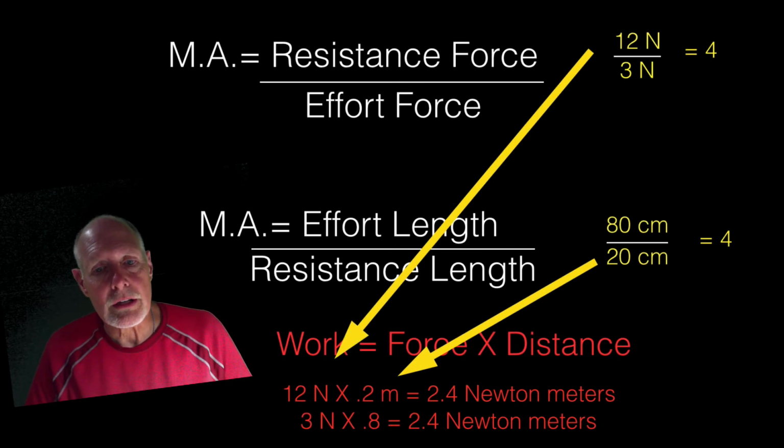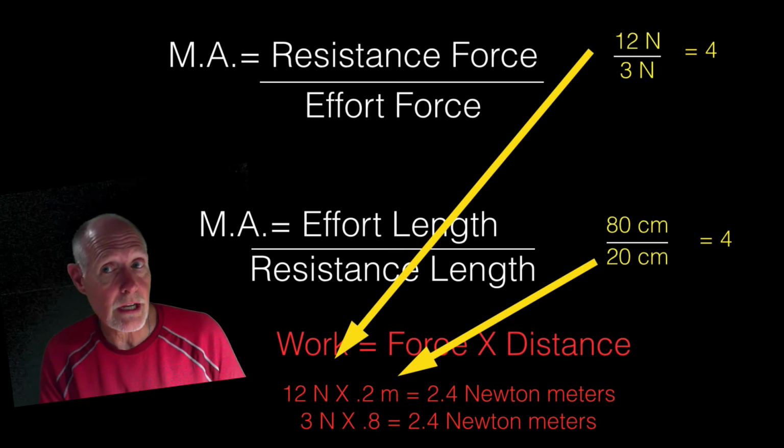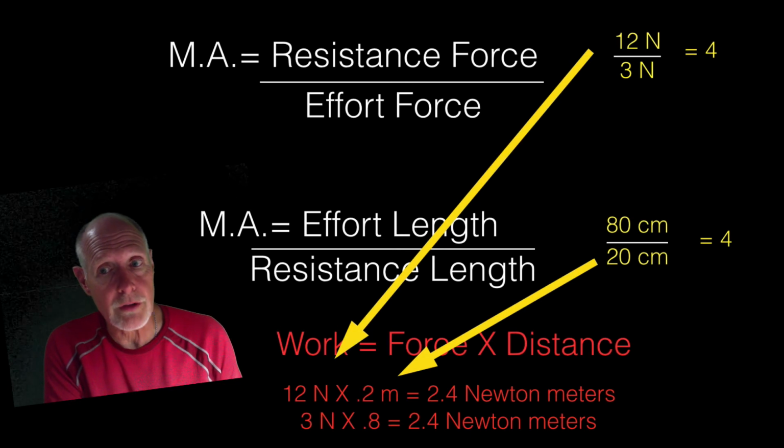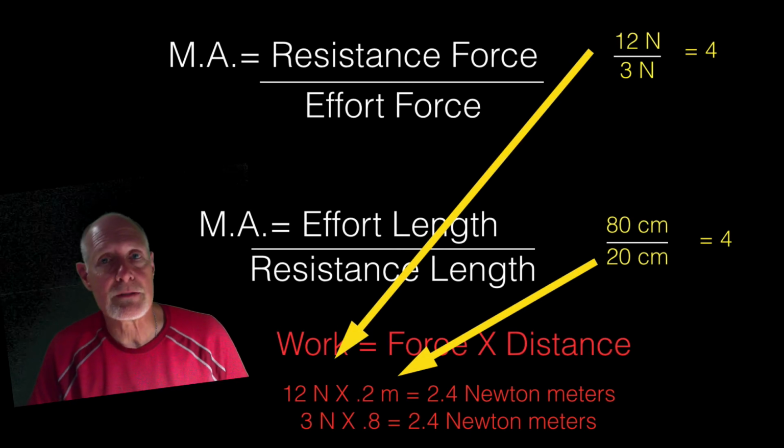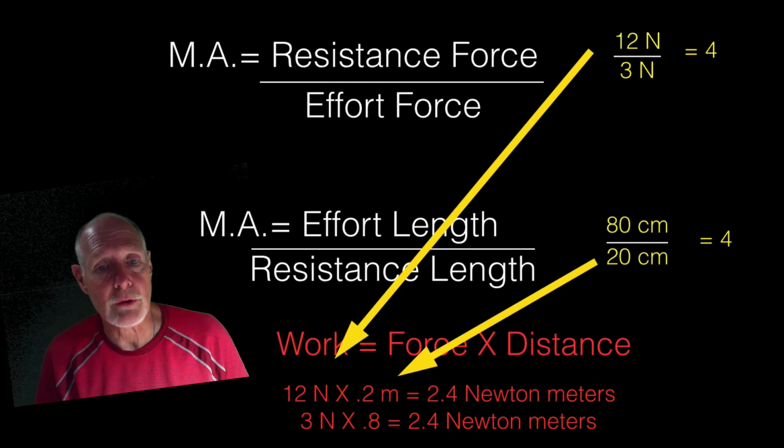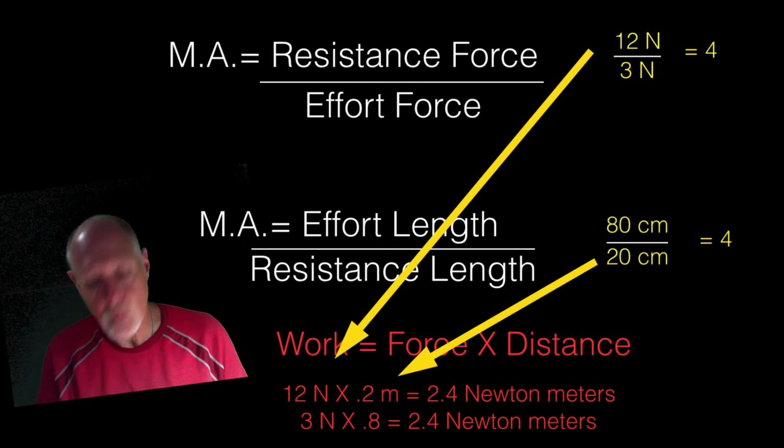We can also do it the other way. We can do it with the effort force. In this case, the effort force was 3 newtons. Remember, that's a pretty small force, but we did that over a really long distance, and that becomes 0.8 meters. When I multiply those two numbers together, I get 2.4 newton meters. So that's how we calculate work.